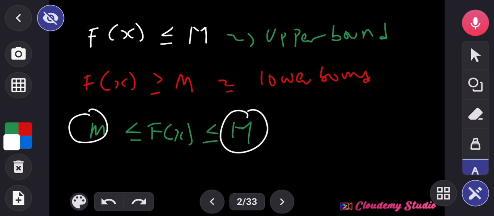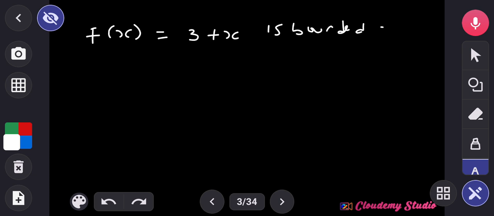Let us take for an example. Let us say that f of x equals 3 plus x, for example, and it is bounded between -1 less than or equal to x less than or equal to 1. Let me write it down very well. So they said it is bounded by -1 less than or equal to x less than or equal to 1. What they are trying to say is that the lower bound is -1 and the upper bound is 1.